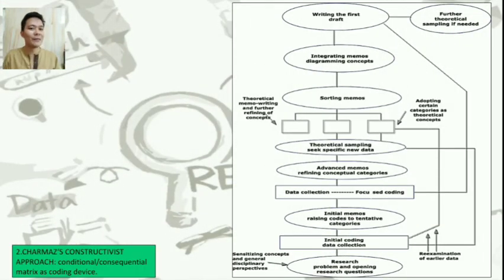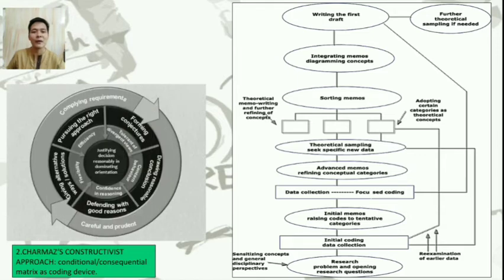Okay, so kay Chalmers naman sa kanyang constructivist theory, conditional or consequential matrix naman yung ginagamit as coding device. So as you can see here, the process done or the approach which is constructivist by Chalmers is very complicated kasi gumagamit siya ng tinatawag nating conditional or consequential matrix. So makikita nyo sa baba ko yung conditional matrix na yan. So parang concentric circles siya that depicts the micro and macro themes or concepts. So parang makikita nyo dyan, for example, the main theme there is justifying decision reasonably in dominating orientation.